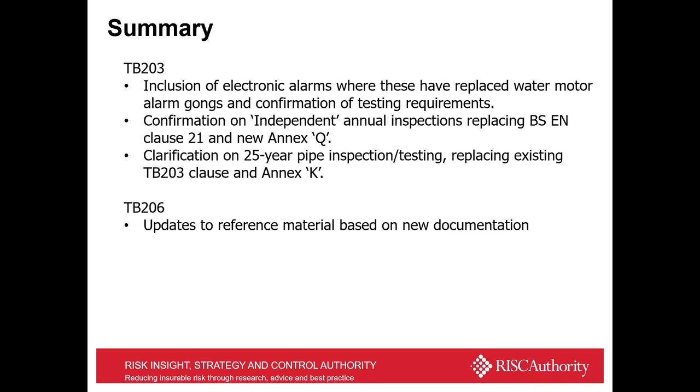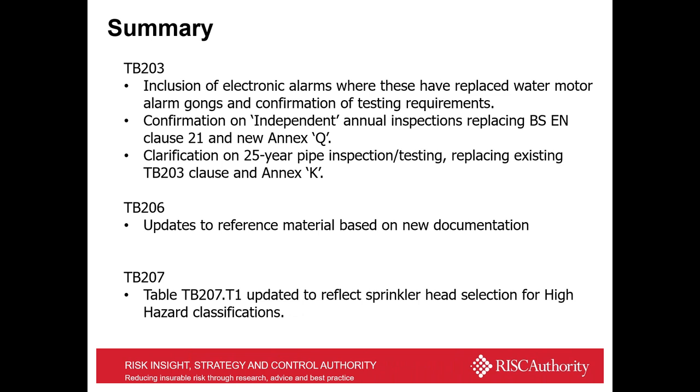TB206 is just an update. There are some new Risk Authority documents and an insurance version of ADB for passive fire protection and fire resistant values. All we've done with TB206 is update these references. TB207, we've updated the sprinkler head selection for high hazard classifications. That covers both high hazard process and high hazard storage.